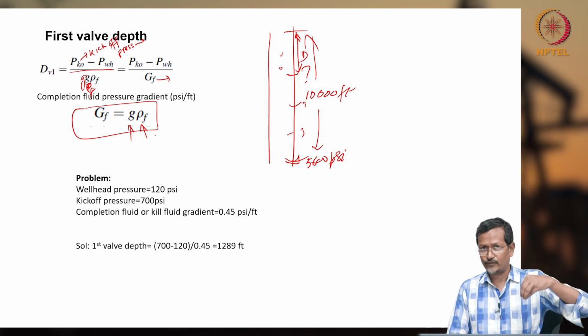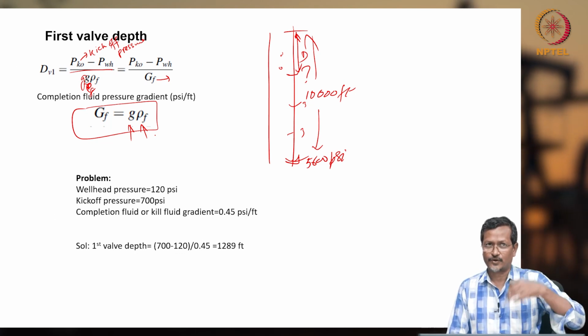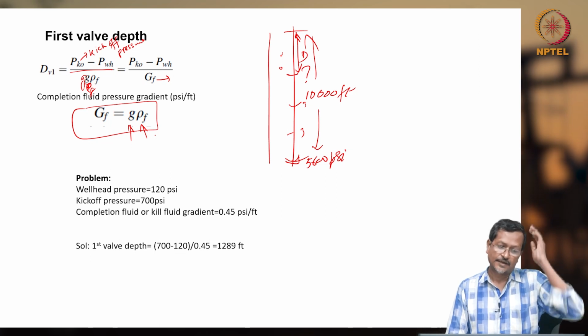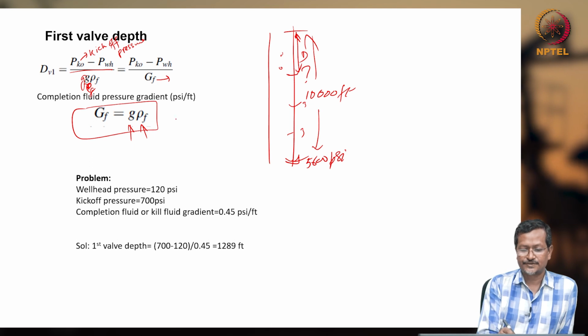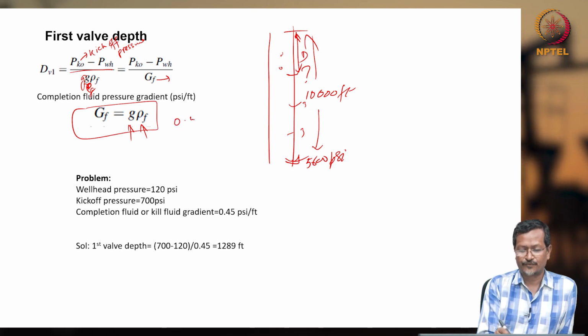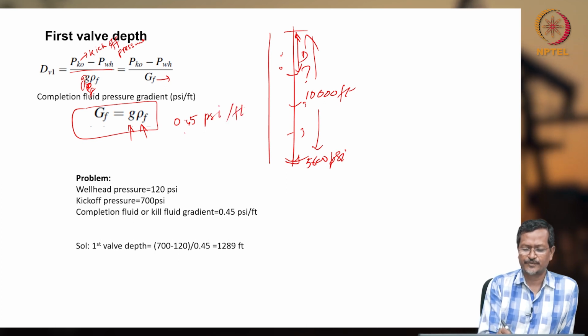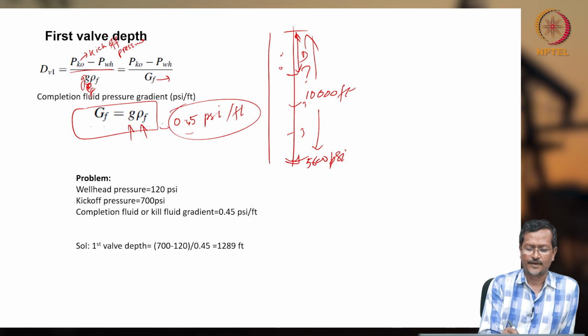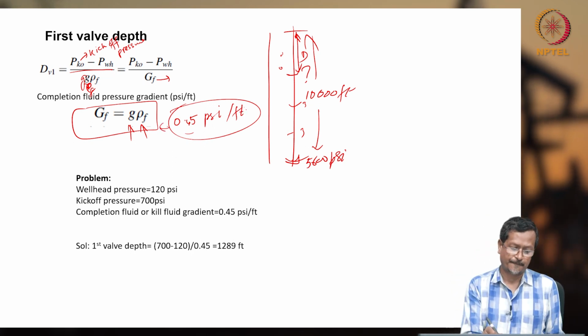G is the gravitational constant, rho F is the fluid density, or completion fluid density, or kill fluid. Sometimes you are killing the wellbore because you want to do some operation, and after that you start your production again, so they say kill fluid. Normally people assume this density as 0.45 psi per feet, or 0.5, that is the kill fluid gradient. Just as a thumb rule, it may be different also.